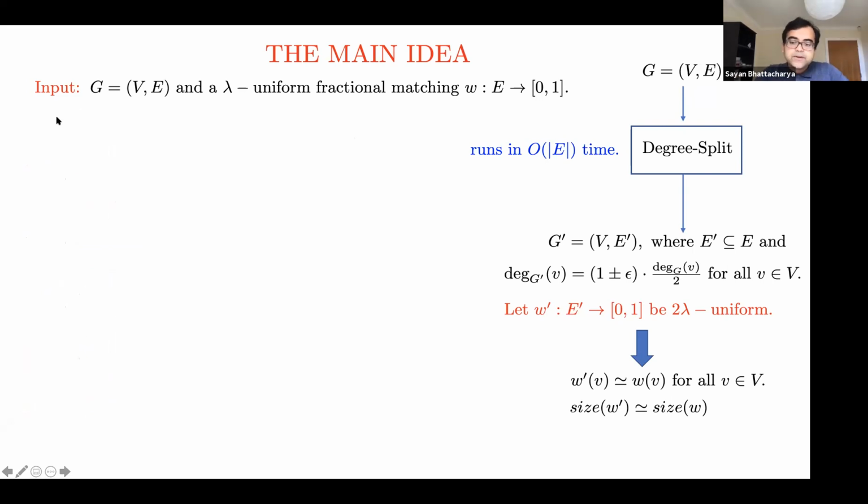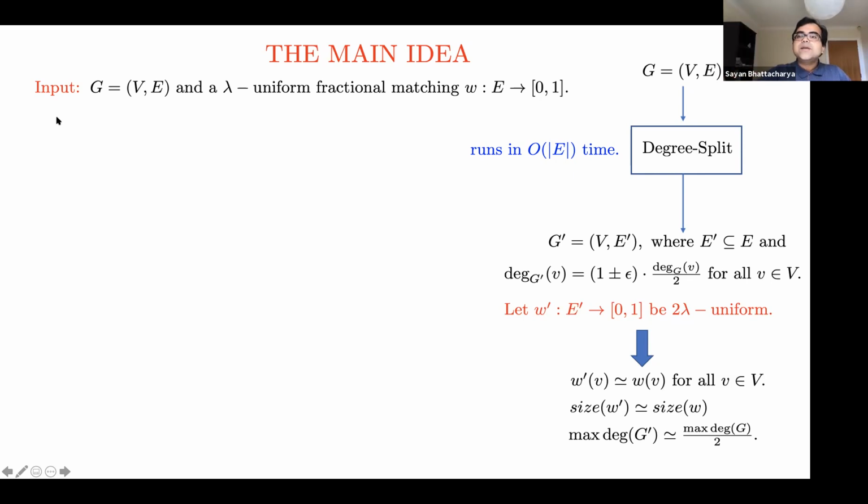Okay, so this is where we are. And note one other thing. What happens to the maximum degree of the graph? The maximum degree of G prime is basically half times the maximum degree of G. Why? Because every node's degree is being halved.